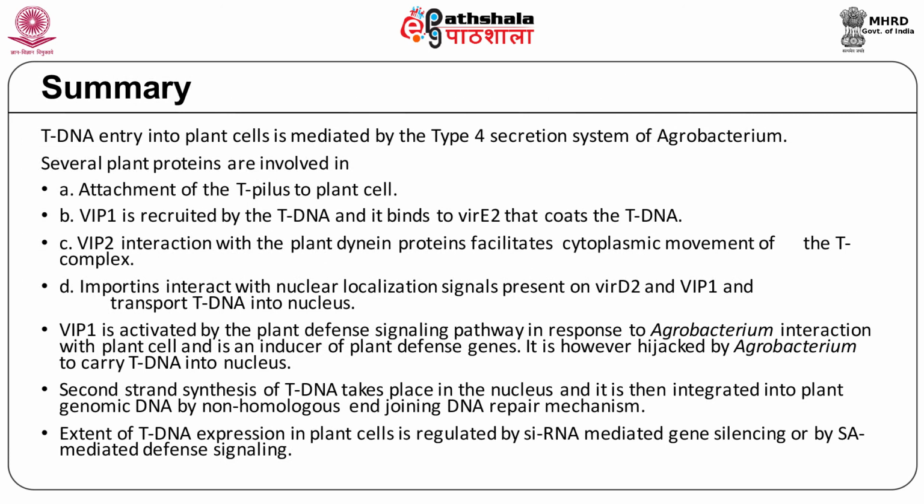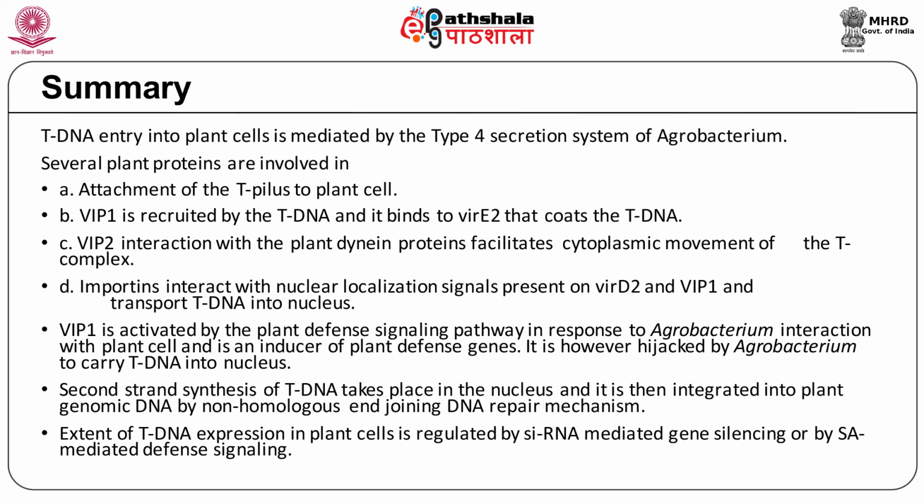The module can hence be summarized as follows. tDNA entry into plant cells is mediated by the type 4 secretion system of Agrobacterium. Several plant proteins are involved in attachment of the T pilus to plant cell. VIP1 is recruited by the tDNA and it binds to VirE2 that coats the tDNA. VIP2 interaction with the plant dynein proteins facilitates cytoplasmic movement of the T complex. Importins interact with nuclear localization signals present on VirE2 and VIP1 and transport tDNA into nucleus.